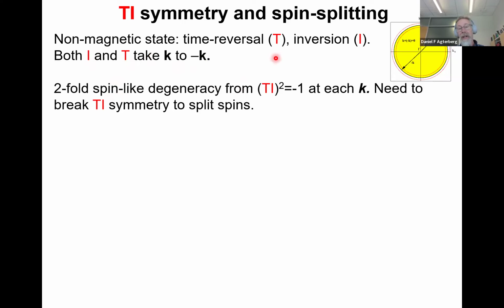Now, since we're talking about fermions, this symmetry squares to -1, since time reversal squares to -1. And this is a symmetry at each momentum point k in the Brillouin zone. And so this guarantees that we have a twofold spin-like degeneracy at every point in momentum space. So to get a spin splitting, we need to break this TI symmetry. We can do that in two ways.